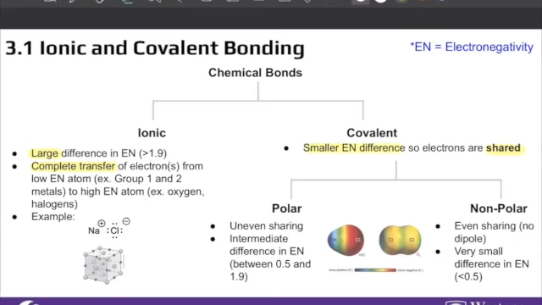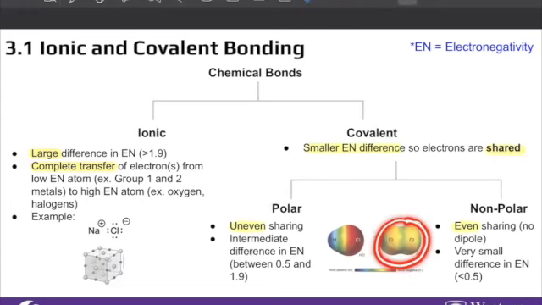Now, the details on this sharing are what give us our two subcategories, which are polar covalent bonds and nonpolar covalent bonds. With polar bonds, we have an uneven sharing of electrons between the two atoms. And with nonpolar bonds, we have an even sharing of electrons. So basically, those electrons are perfectly evenly distributed between the two atoms. And you can see that in this picture here.